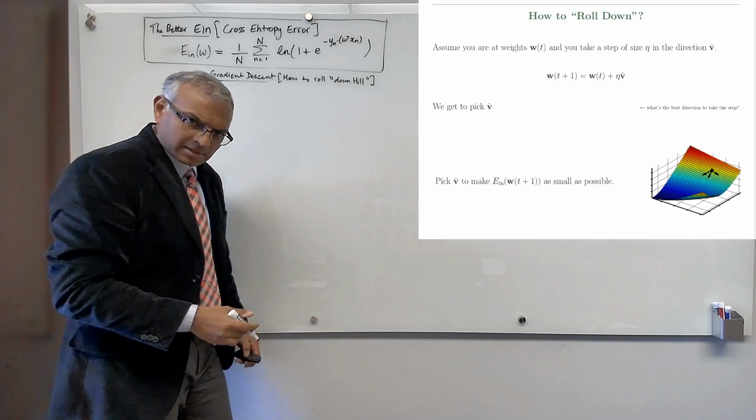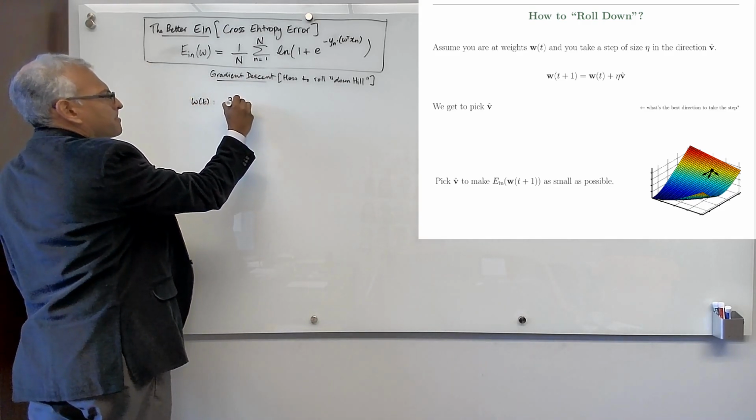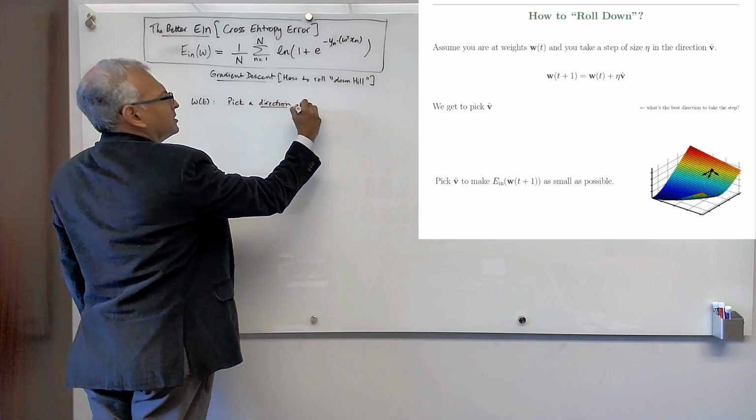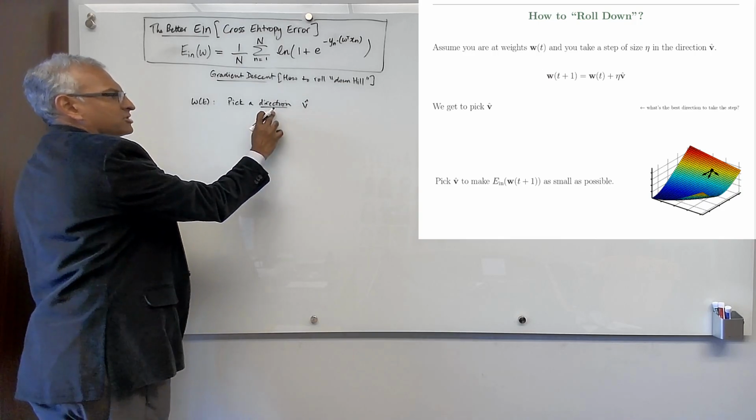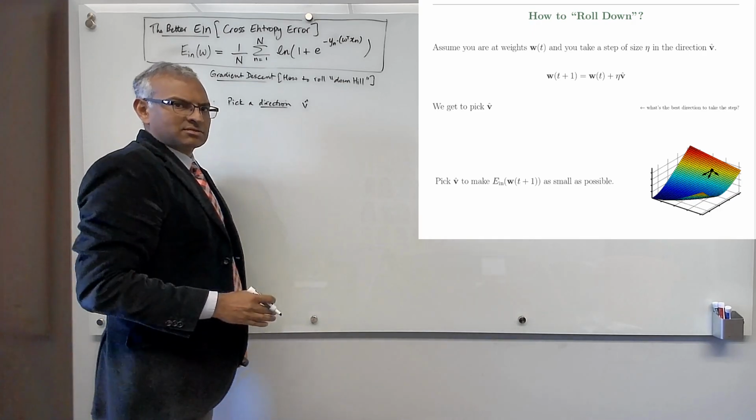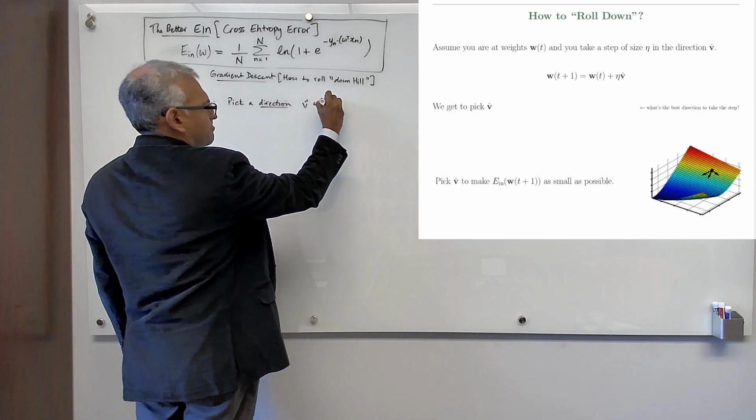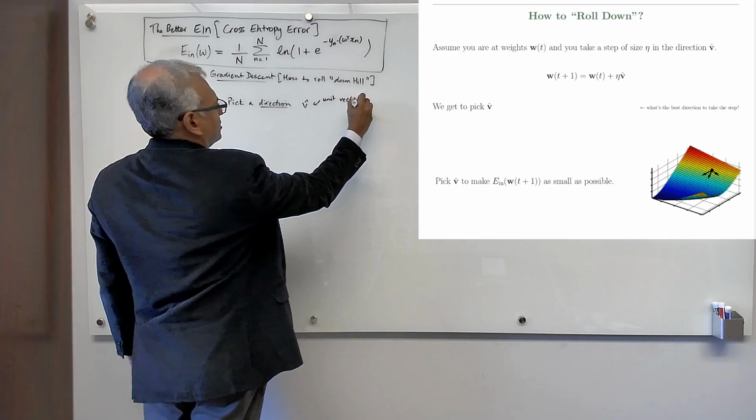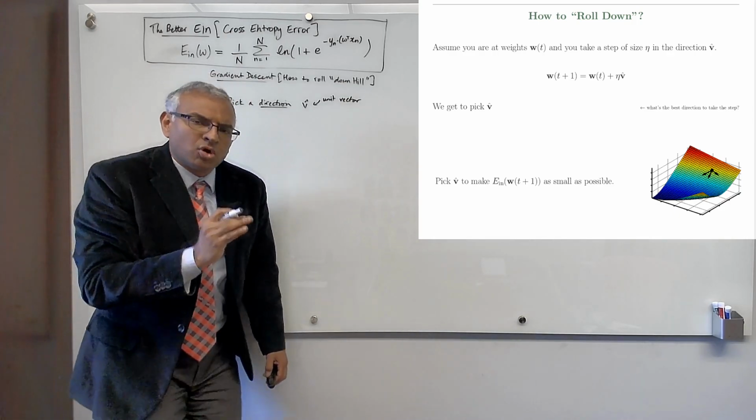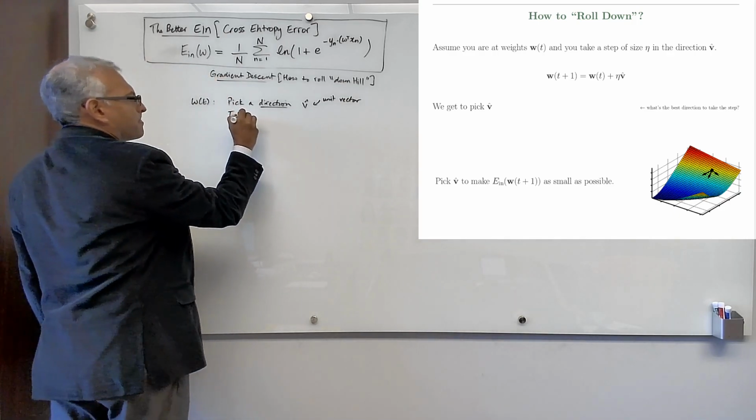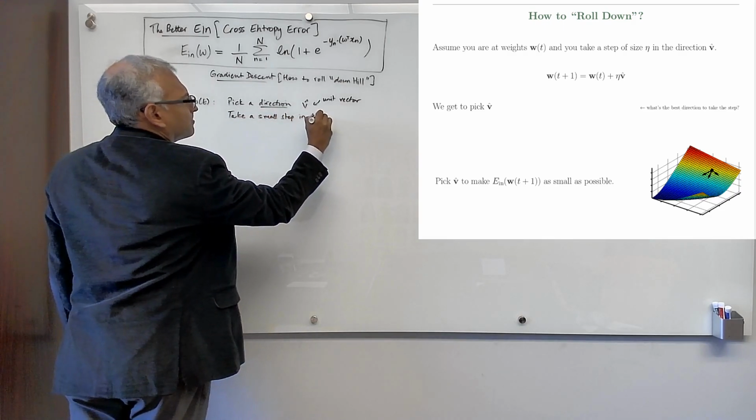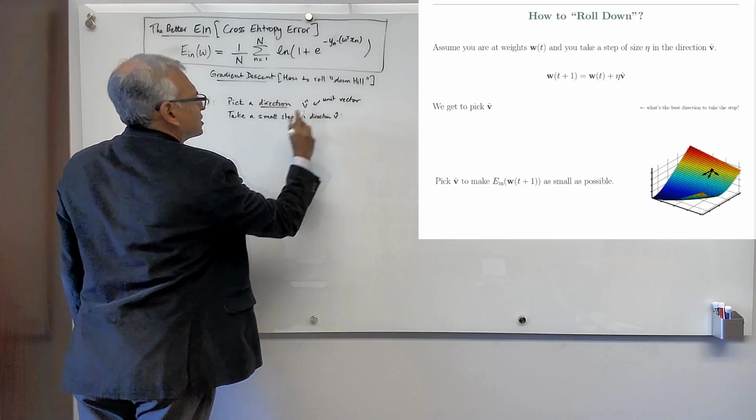You look around and pick a direction. I'm going to underline direction, v hat. I'm calling it v hat because it's a direction, so it only has direction. It doesn't have length. Only the direction is relevant. So this is a unit vector that corresponds to direction. Okay, so you find a direction and then take a small step in that direction, v hat.